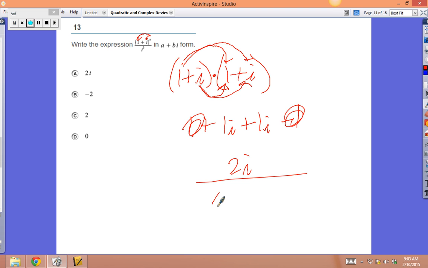On bottom you got i cubed, so you got i times i times i. i times i is a negative 1. So you got 2i over a negative 1i. And i over i divides out, so you just got 2 divided by negative 1, you got negative 2.